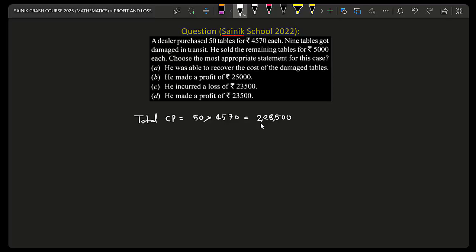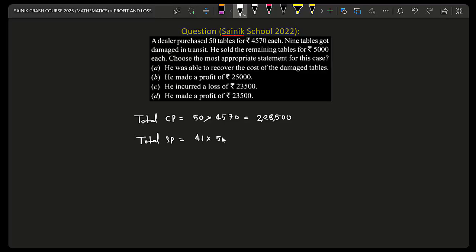Will anybody purchase the damaged tables? No, sir. They will go into scrap until they get repaired. Nobody is going to buy them. Only the remaining tables he is selling, right? Out of 50, 9 tables got damaged. How many are remaining? 41 tables. Very good, 41. And each he is selling for how much?